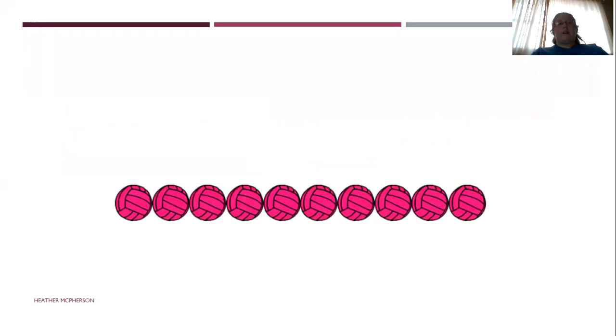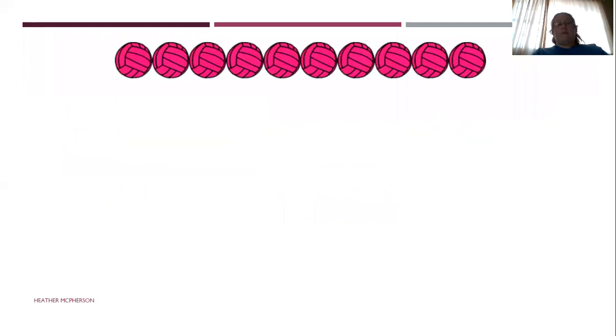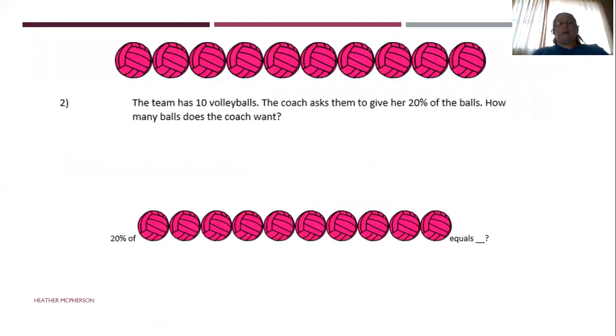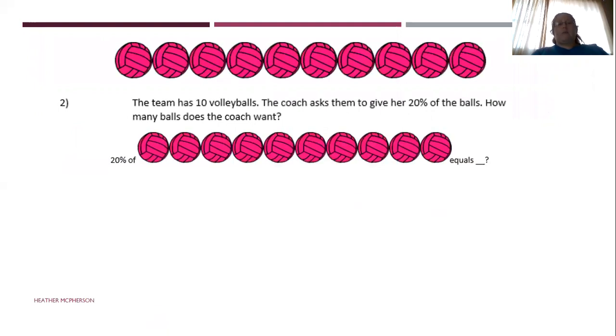Now for the second part, you start off with 10 volleyballs again. So the team has 10 volleyballs. Coach asked them to give her 20% of the balls. How many balls does the coach want? So 20% of 10 equals 2. So the coach wants 2 balls.